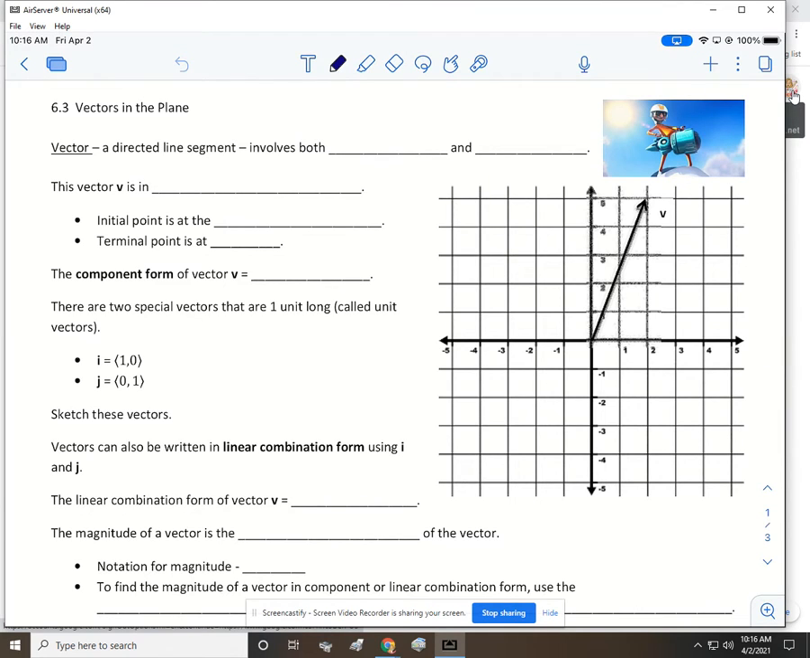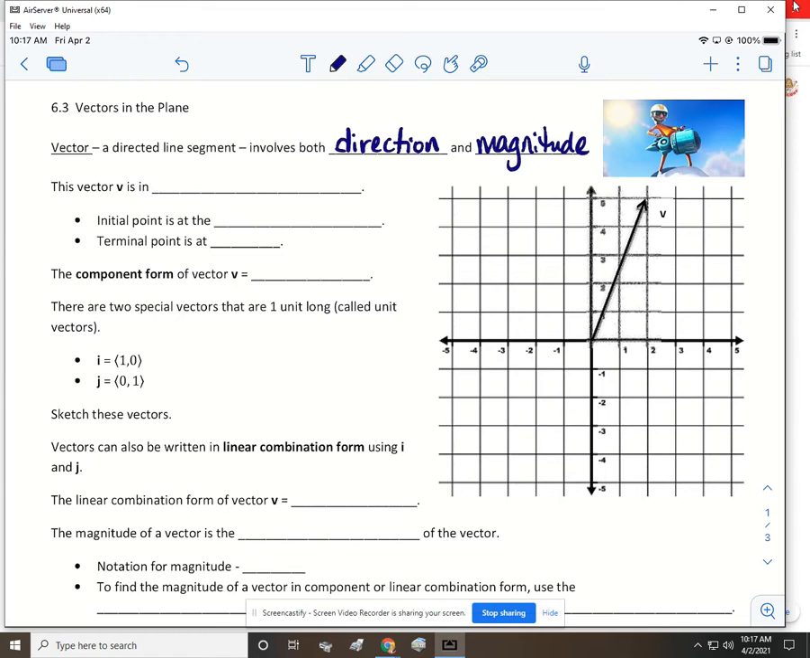All right, so today we're going to talk about vectors, and I have a little image of Vector from Despicable Me. And if you guys remember, he was committing crime with both direction and magnitude. So that's what a vector has. A lot of times a vector is called a directed line segment.